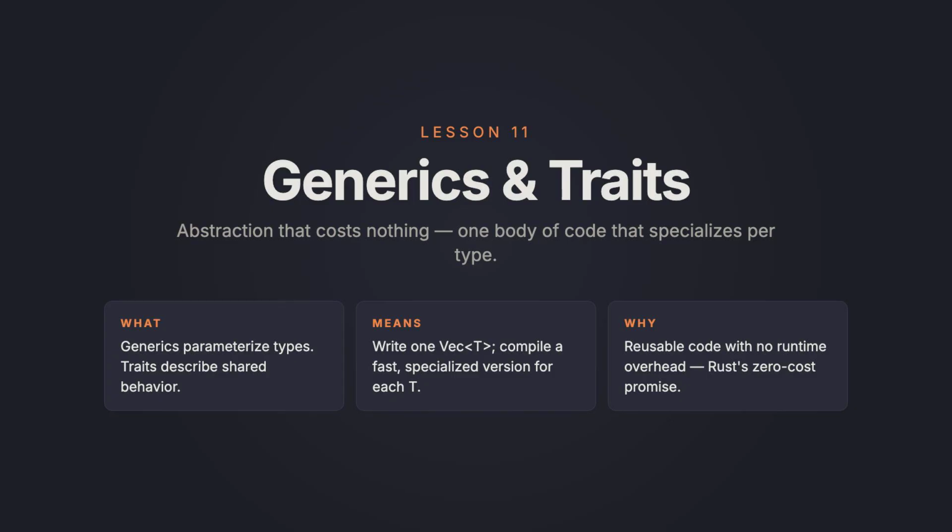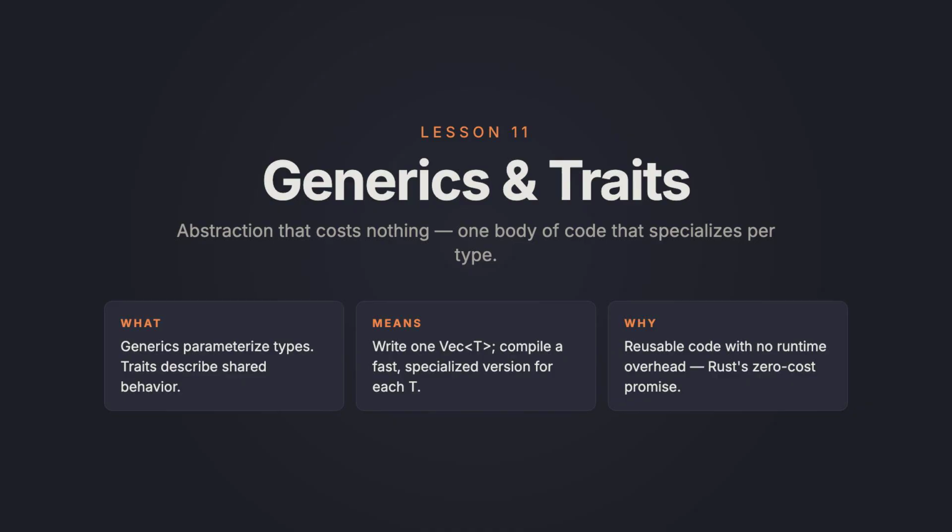Generics let you write one piece of code that works with many types, a single function that can find the largest value in any list of comparable items, a single struct that can hold any value, a single vector type, Vec<T>, that adapts to whatever element type you ask for.